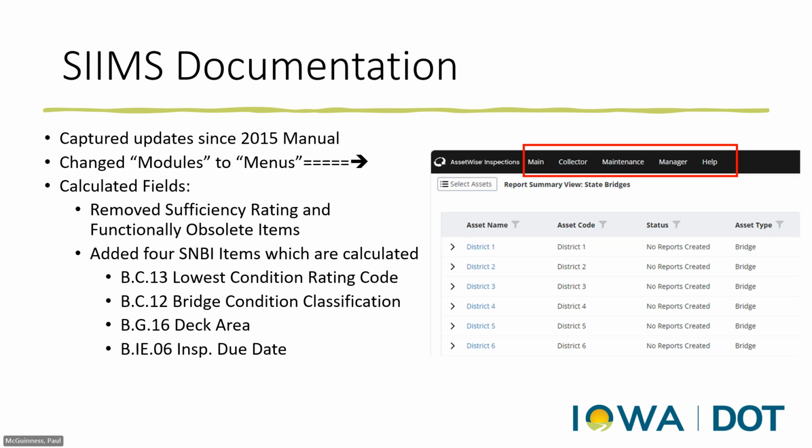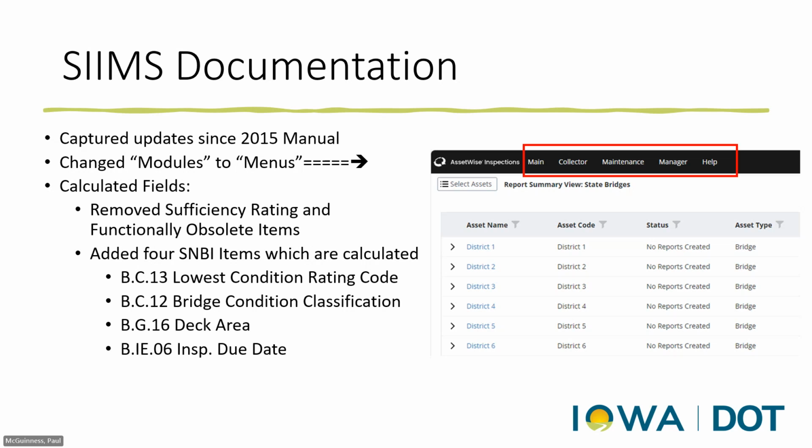As mentioned before, the feds have removed sufficiency rating and functionally obsolete, and they have replaced that with the bridge condition classification. That's going to look at your four main condition ratings, and those will be funneled into B.C.13, which is the lowest condition rating, and that will establish B.C.112, the condition classification, the good, fair, poor that has replaced the sufficiency rating.